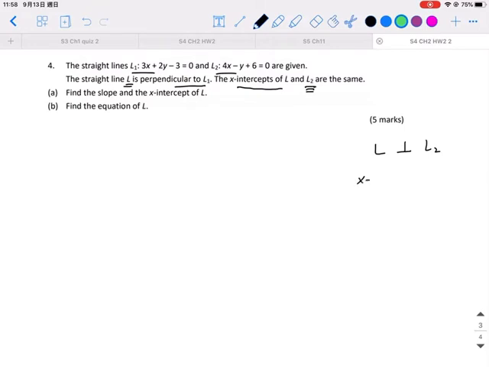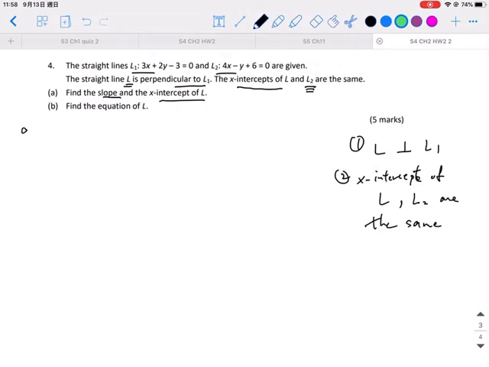So x-intercept of L and L1 are the same. I wrote it wrongly, so this one should be L1, right? Are the same. We have two pieces of information. So first, find the slope and the x-intercept of L. From the first information, we can find the slope, and from the second information, we can find the x-intercept.